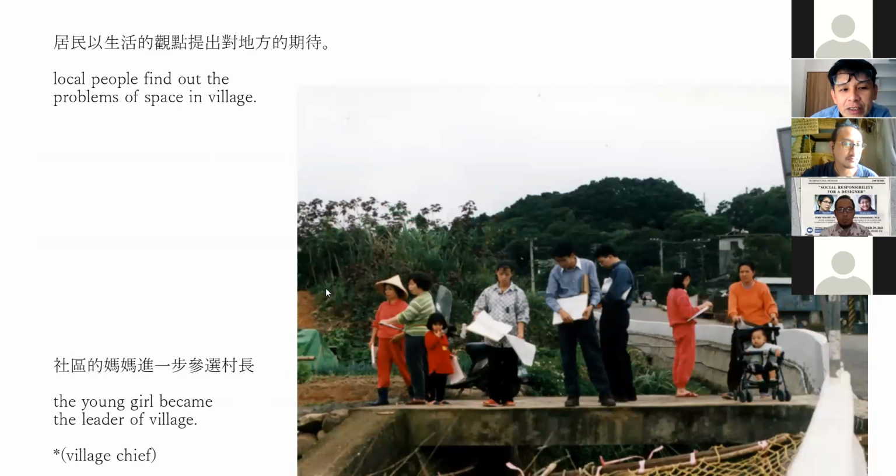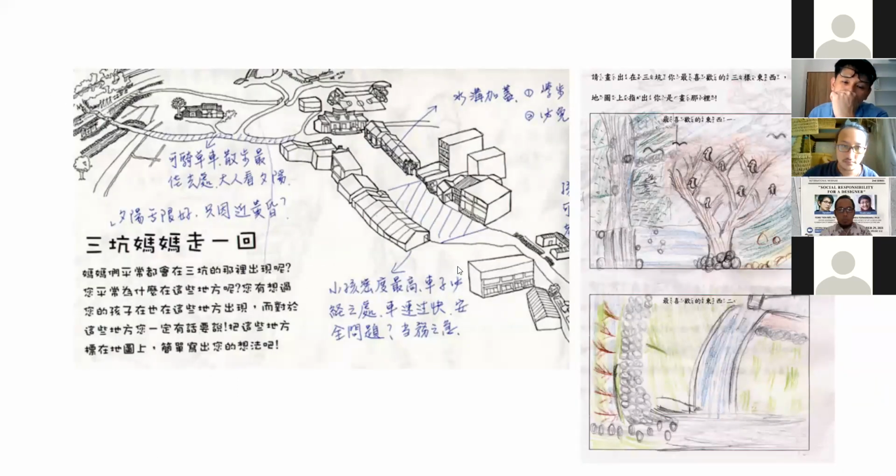Not only that, local people try to find out the problems and issues of space in their village. In this photo, maybe 20 years ago, the young girl finally becomes the leader of the village. They participate in our government voting and become a village chief. So at that time they wrote down the problems and issues of this village and its surroundings. And the kids, what they really want to preserve is the natural water and the natural surroundings, the birds.